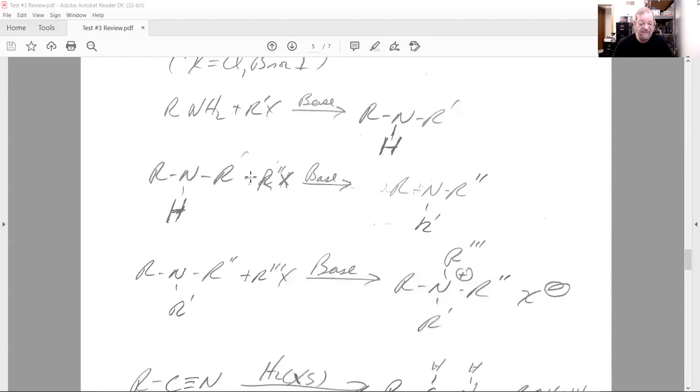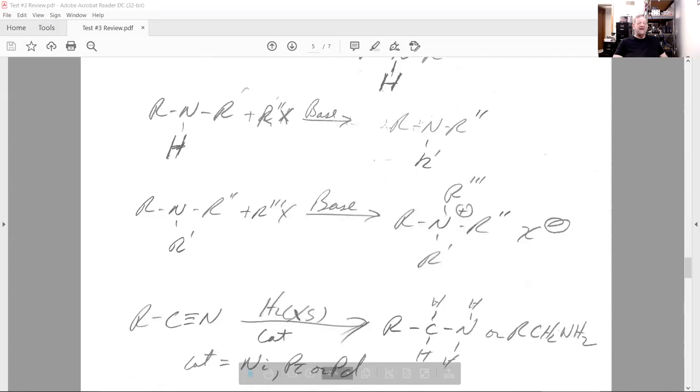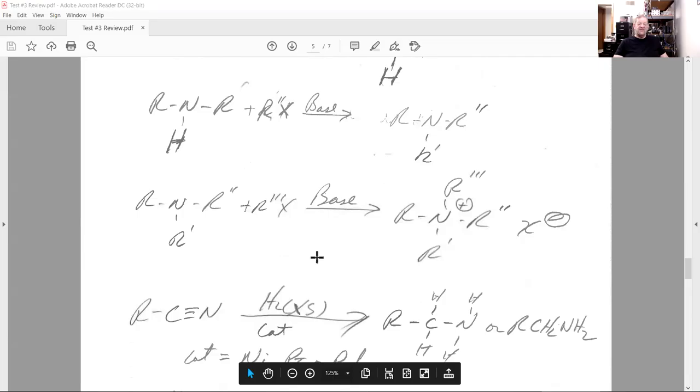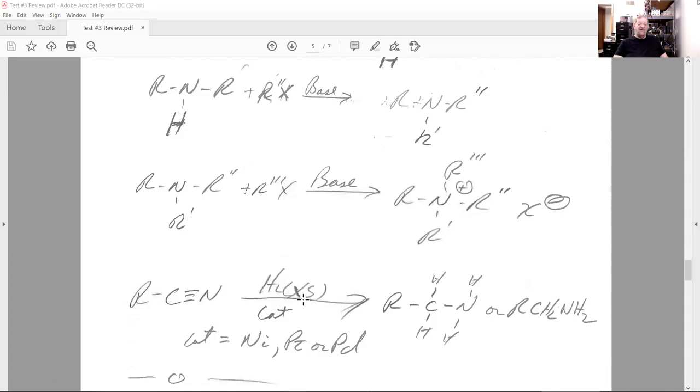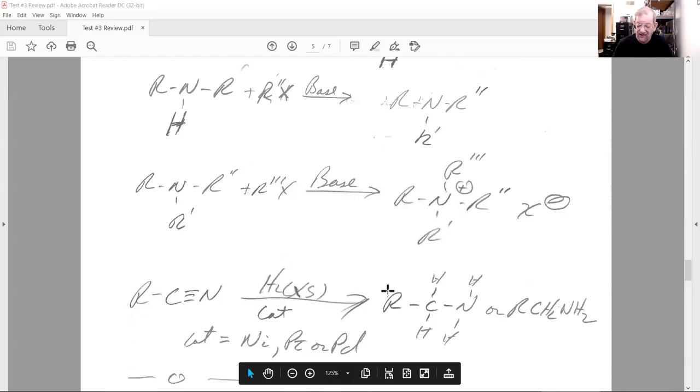Now, another really great way to make a primary amine is to take a nitrile, carbon nitrogen triple bond, and react it with excess hydrogen. That means you have all the hydrogen in the world. Anything hydrogen can react with, in a catalyst, and catalysts can be nickel, platinum, or palladium. They'll break the two pi bonds of the carbon nitrogen triple bond. When you do that, each one gets two hydrogens. You can write it this way, or you can write it this way.